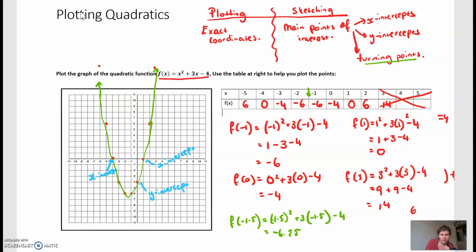And then the last thing is with a quadratic, you have this special line about which the graph is symmetrical, which is what we call our axis of symmetry. So in this case, it would be about -1.5. It's called our axis of symmetry: x equals -1.5.